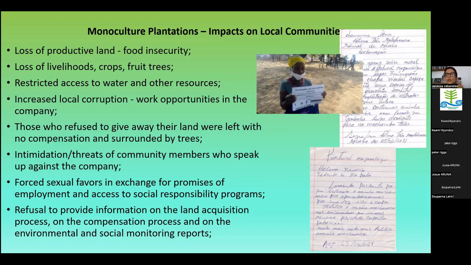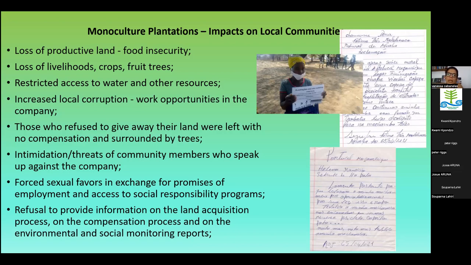Those who refuse to give away their land normally are left with no compensation and are surrounded by trees. Basically, they have no choice. Either they give away their land or they are left with nothing. And being surrounded by trees, it did happen to several community members, but they end up leaving their areas after a few years because they cannot continue producing as they did.